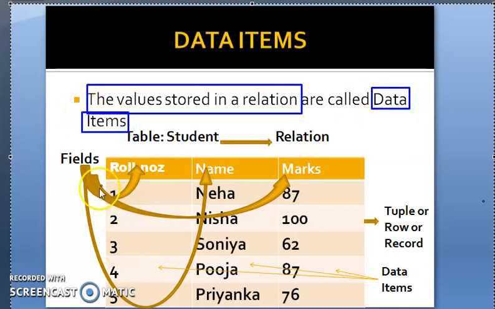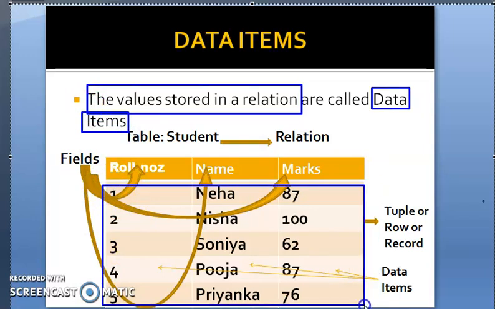So what are the values here? We have the set of data for 5 roll numbers with the name and marks of each student. So each and every term, like the name Neha, roll number 2, Nisha, 100 marks, all these things come under the data items.